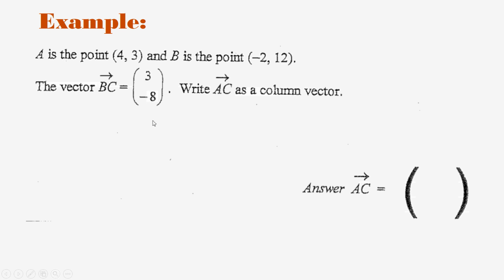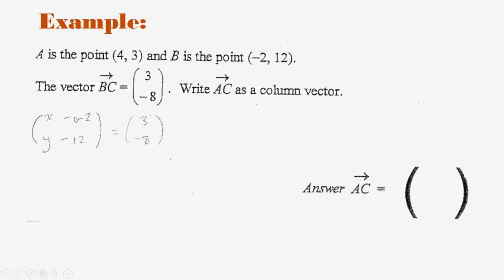Write AC as a column vector. So we know point B. What we want to do is find the coordinates of C first, and then we can use that to write AC as a column vector. So we've got the coordinates of A, and of B, but we don't have the coordinates of C. So what on earth do I mean by this? Just showing you. Let's call C (x, y).